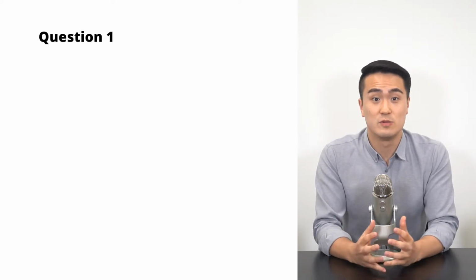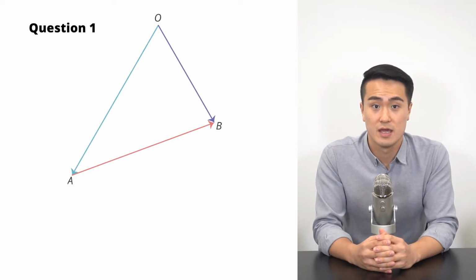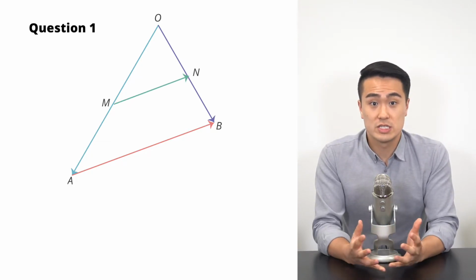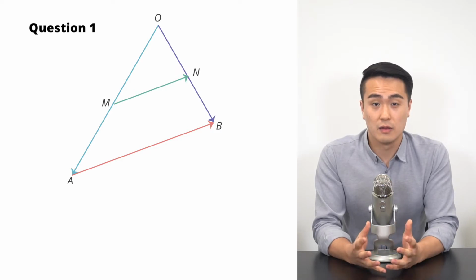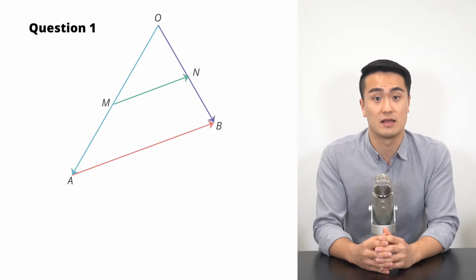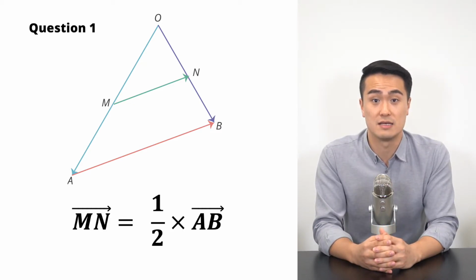Especially for vectors, we need to first start off with a clear diagram. So let's draw a triangle with points O, A, and B. Let's also label the midpoints as M and N. We just need to prove that MN is parallel or going in the same direction as AB, and that MN is half the length of AB. Therefore, we are required to prove that vector MN is equal to half of vector AB.